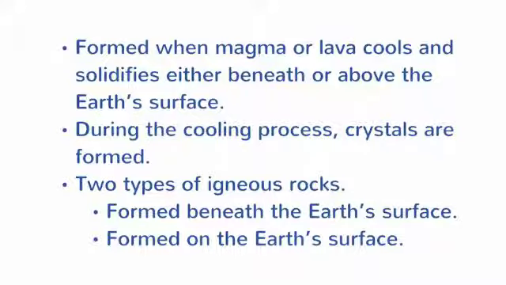Now, the rate of cooling is slower when magma cools and solidifies beneath the Earth's surface. As the cooling process is slow, the crystals in these igneous rocks are large. Another example of this kind of igneous rock is known as gabbro. Go find out how gabbro looks like.